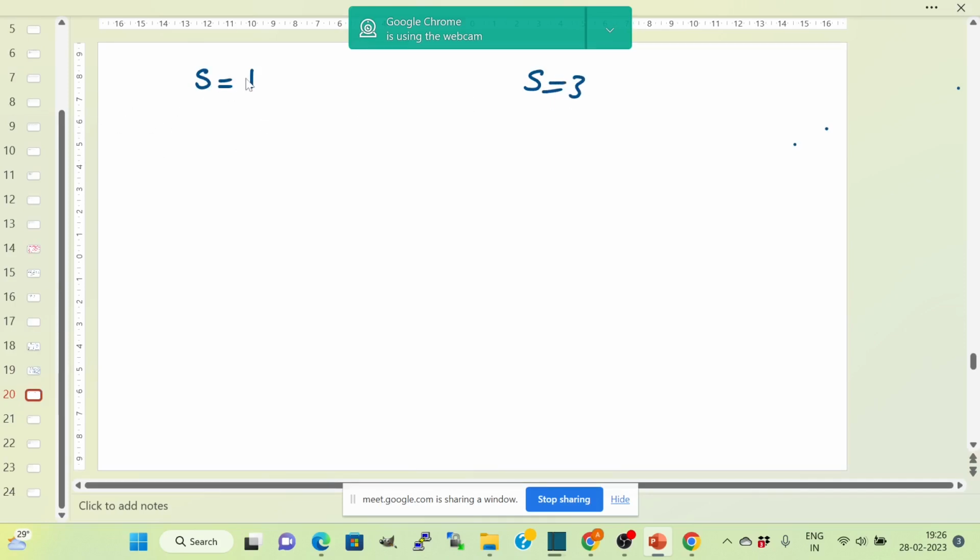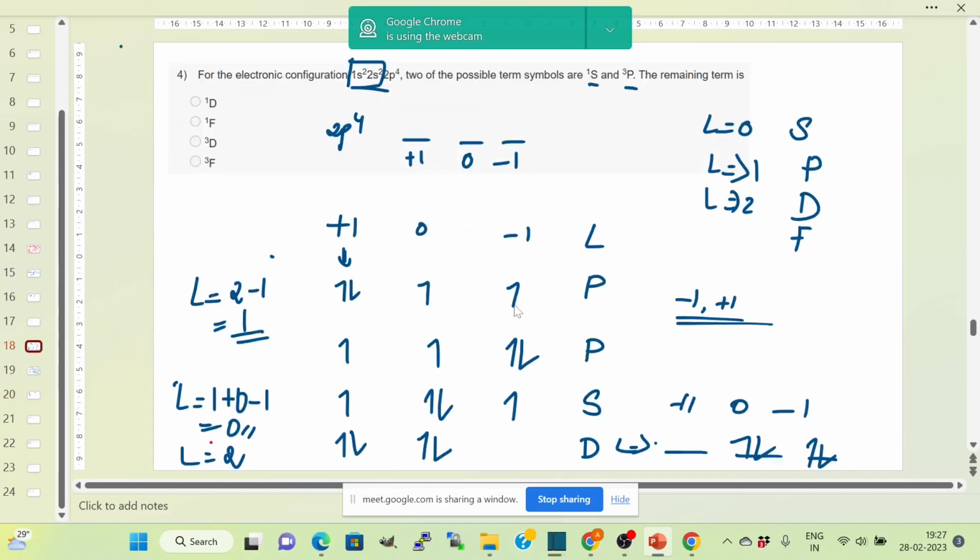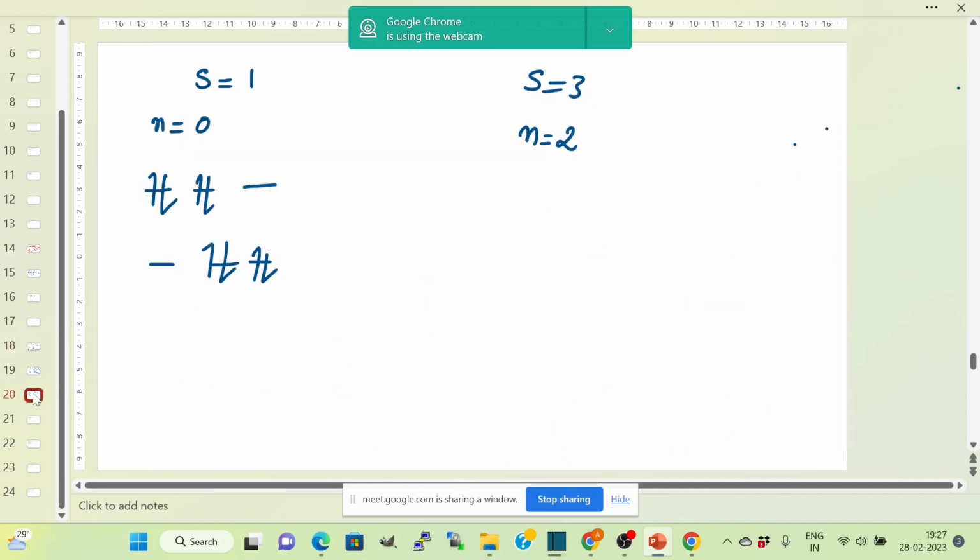So 2S plus 1 equal to 1 means what? The number of unpaired electrons is 0. Here the number of unpaired electrons was 2. So for n equal to 0, it should always be paired, right? So it can be like this or it can be like this. For this kind of configuration, what L did we already identify? D, right? So for n equal to 0, it can be D. So basically 1D is possible.